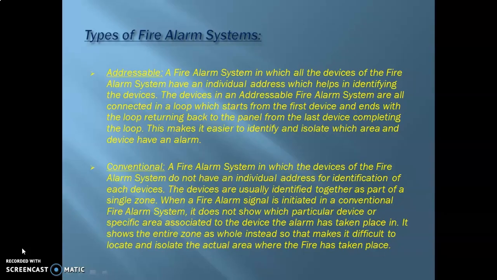Now, the addresses on each of the devices in the loop help to identify which devices have been activated or have a fault in them, along with their actual location, so that the problem can be easily identified and resolved. Whether it's a fire alarm or a fault within the loop or the device, it can be easily identified in that way. So this property of the addressable fire alarm system makes it quite flexible.